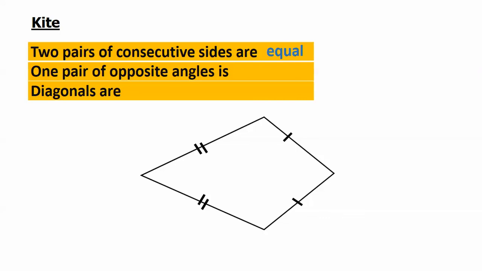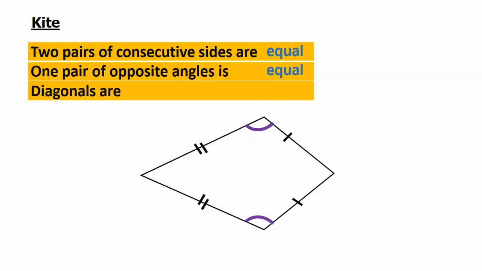Where the two different sides touch, we're going to find opposite angles that are equal to each other. So this angle will be equal to the other angle. I think of it as the wings. The wings of the kite are symmetrical. They're equal to each other.